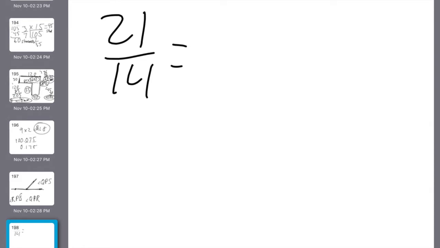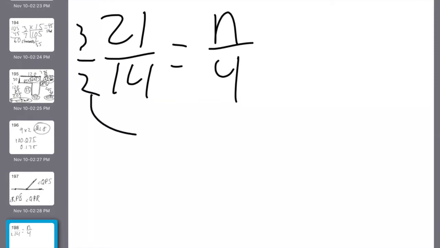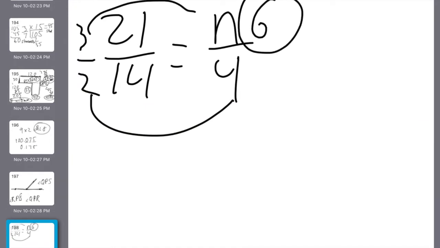I have 21 over 14 equals something over 4. Okay? Guys, I chopped this one by 7. So if I divide by 7, I have 3 over 2. How'd I get from 2 to 4? Times 2. 3 times 2 is 6. So my answer is 6.